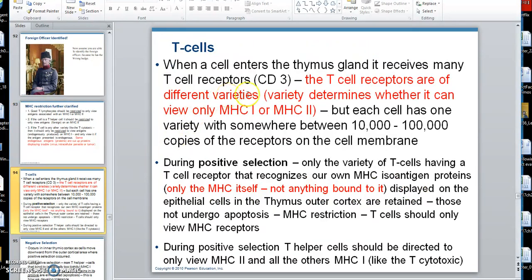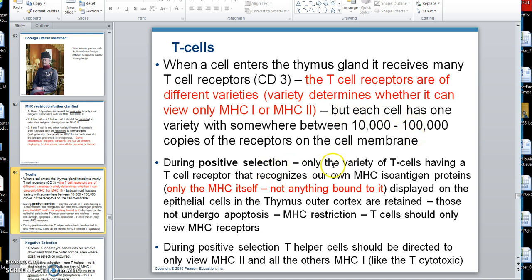When a T cell enters the thymus, it receives many T cell receptors, 10,000 to 100,000. Now you wonder how they can fit. Well, see, cells are on the order of 10 to the minus 6 meters. Molecules are 10 to the minus 9th. So a molecule compared to a cell is like one tree on the earth in the small world. So the T cell receptors are of different varieties, but you only view MHC1, MHC2.